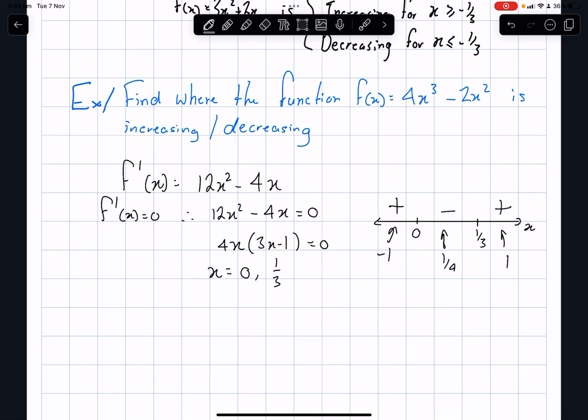So for f of x equals 4x cubed take 2x squared, I'm finding increasing and decreasing intervals. Now increasing, I've got x less than or equal to 0 and x greater than or equal to 1/3. So that represents this left side and this right side. Then I've got to do my decreasing, which is in between the two. So 0 is less than or equal to x, which is less than or equal to 1/3. Okay, so that's another pretty simple example, a bit like the one above.